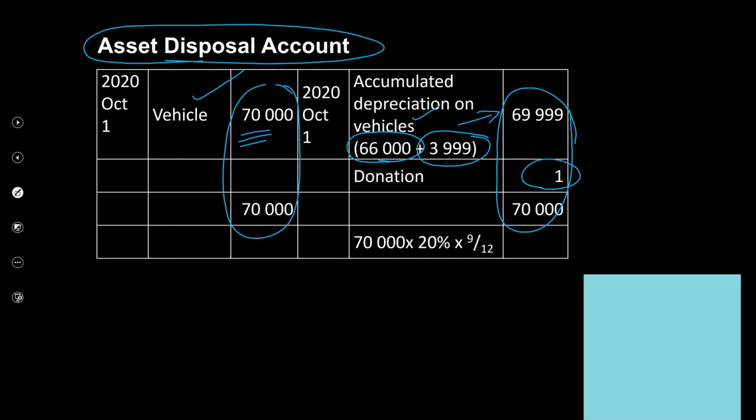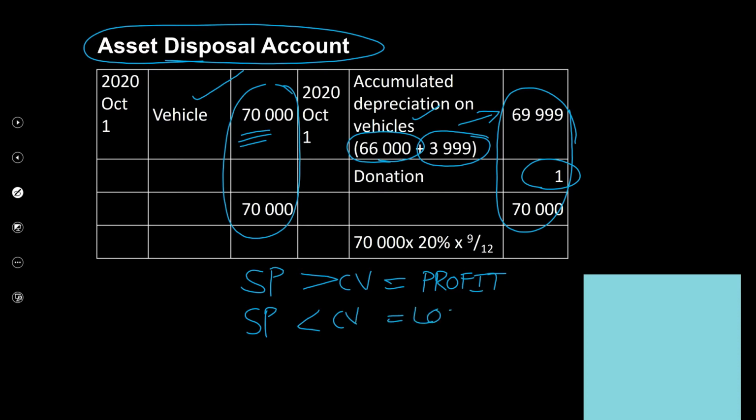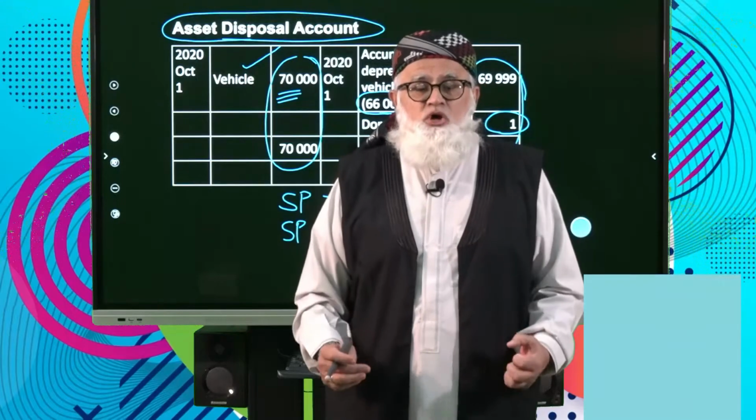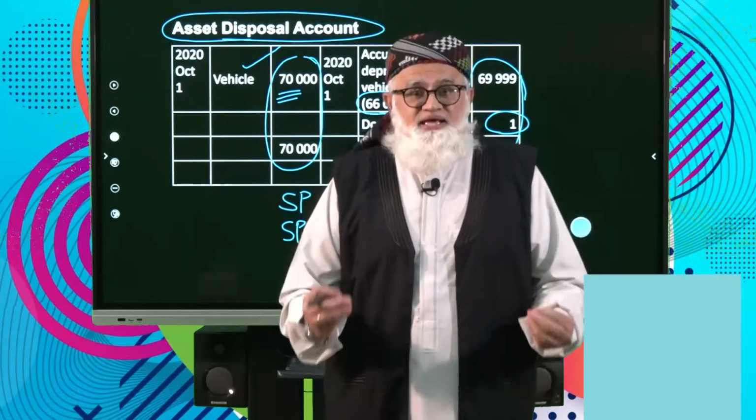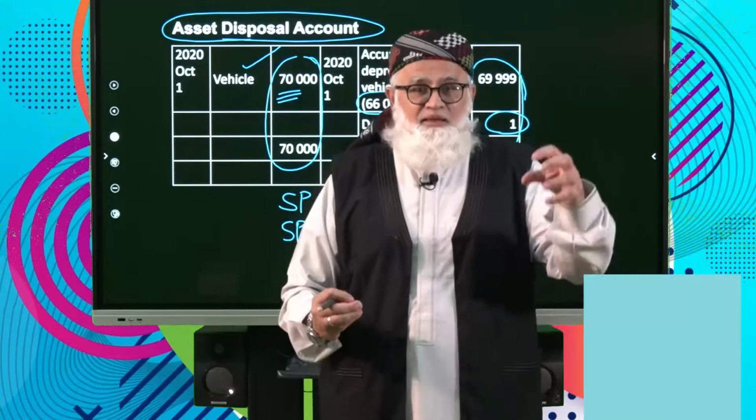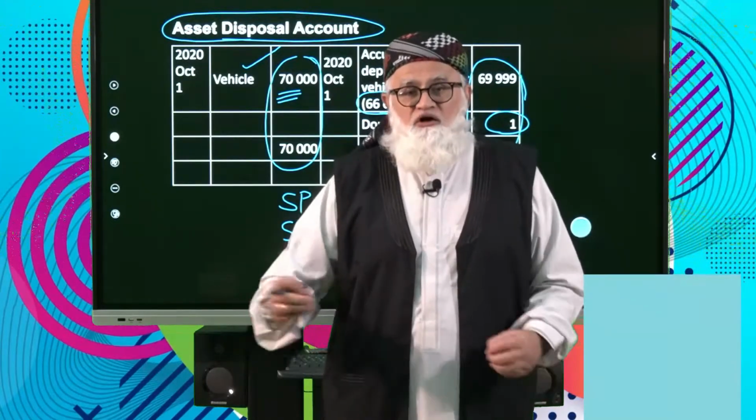Let's just do this so that we remember for future, if my selling price is greater than my carrying value, then I'm going to have a profit on sale of asset. Okay? And if my selling price is less than my carrying value, then obviously this will result in a loss on sale of asset. So, what's the ultimate aim and objective of the asset disposal account? The ultimate aim of the asset disposal account is to calculate the profit or loss on sale of asset.